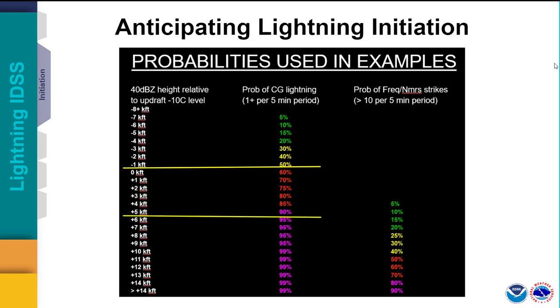For more frequent lightning, shown on the right column, say 1 or more strikes every 30 seconds, the probabilities reach 50% as the core gets to 10,000 feet above the -10°C level, and approach the maximum values as we got to at least 15,000 feet above that level. The storms that produced nearly continuous lightning typically had 40 dBz cores more than 20,000 feet above the -10°C level.